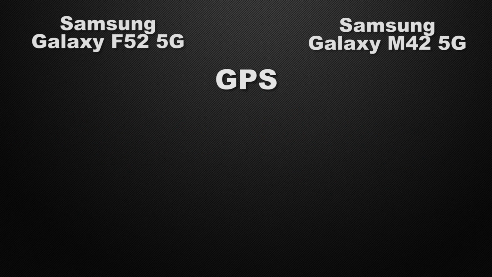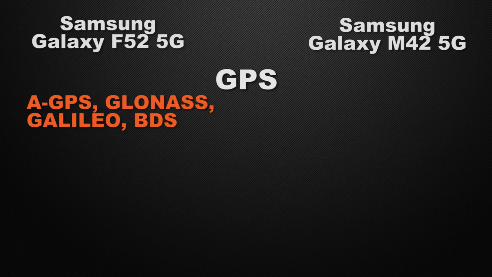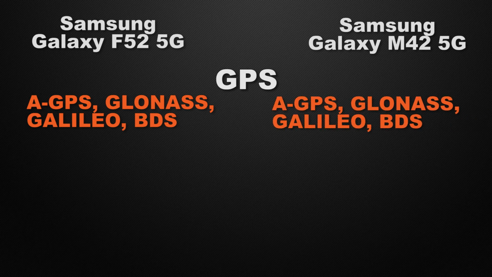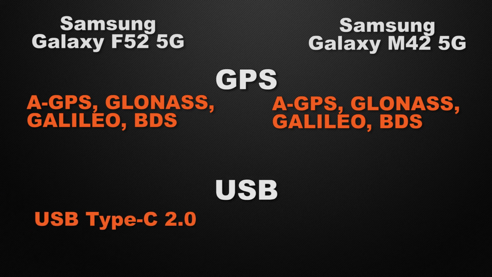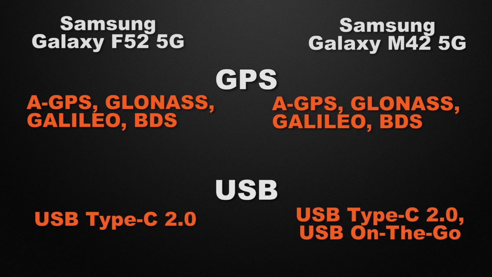Let's talk about the positioning chips in the devices. F52 has AGPS, GLONASS, Galileo and BDS, whereas M42 has AGPS, GLONASS, Galileo and BDS. So clearly it's a tie. And about the USB connectivity, F52 has a 2nd gen Type-C connector, but M42 also has a 2nd gen Type-C connector, and it has OTG support. So the winner here is M42.